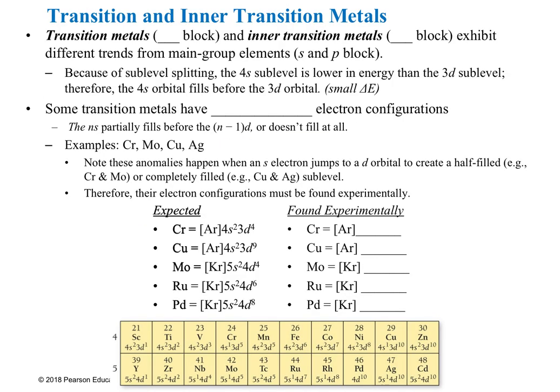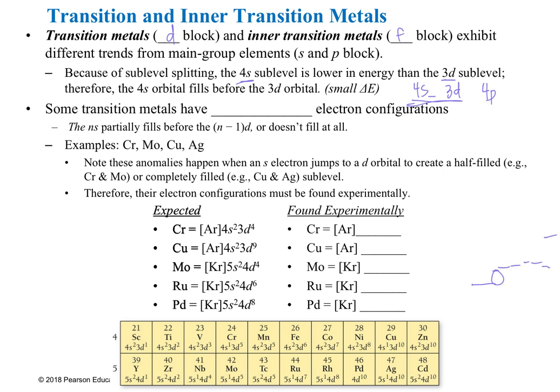Now we are going to talk about the transition and inner transition metals. This is the D block and the F block. They don't follow the same kind of nice trends that our main group elements do. And so we'll see a little bit of weirdness, right? We already talked about the 3d showing up as a higher energy than the 4s, right? So we have 4s electrons and then 3d, and then we go to 4p.